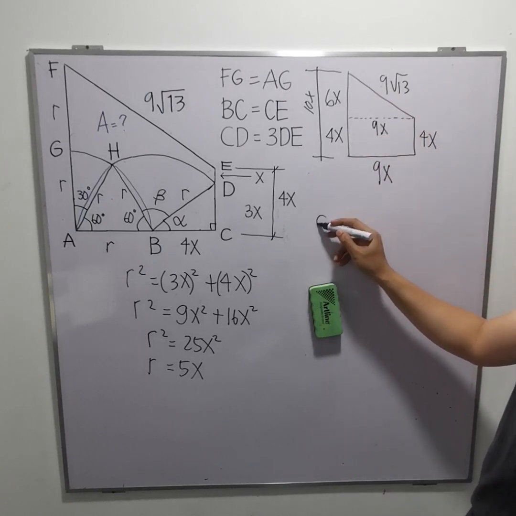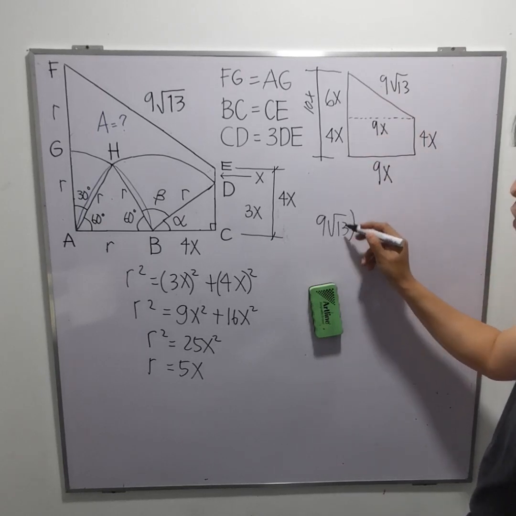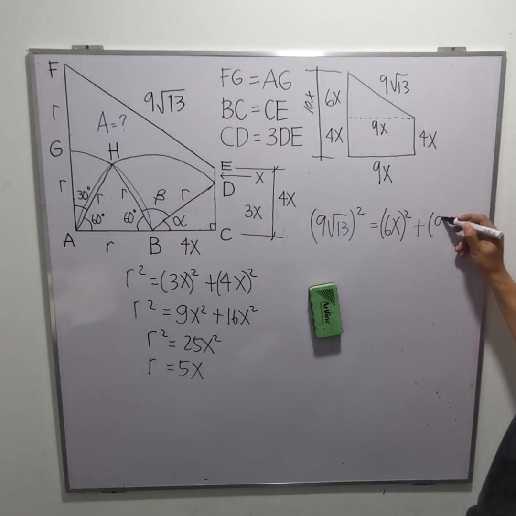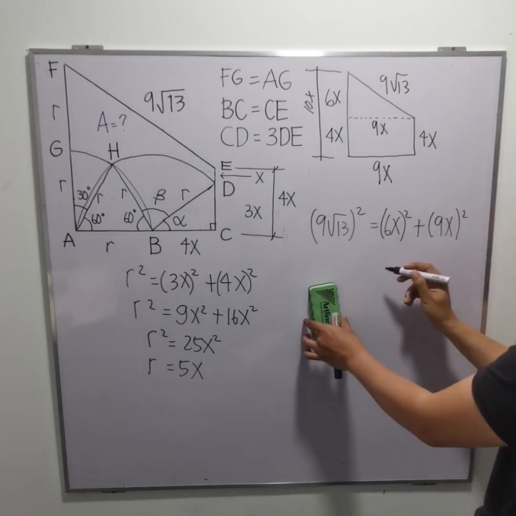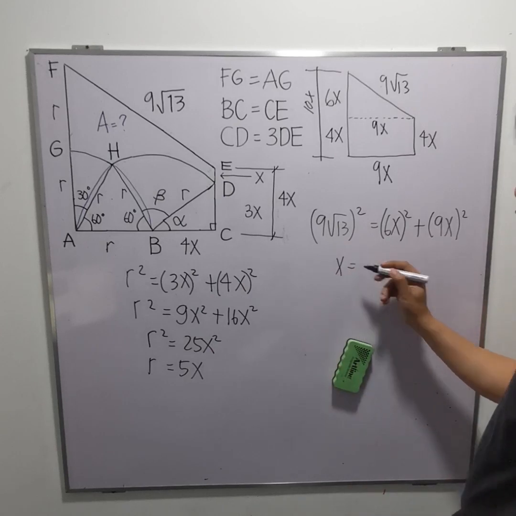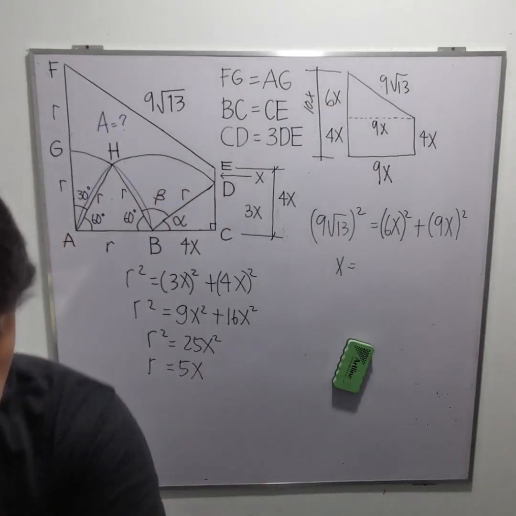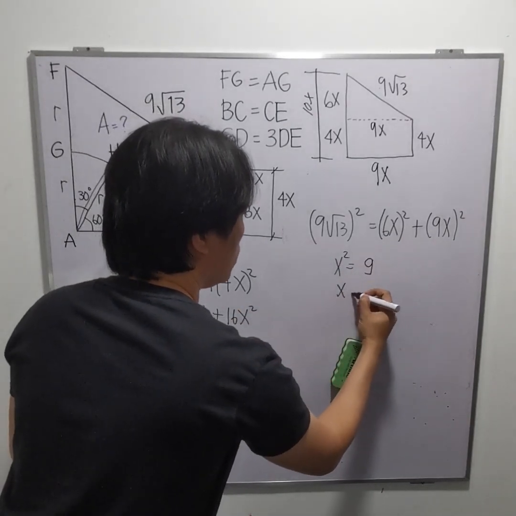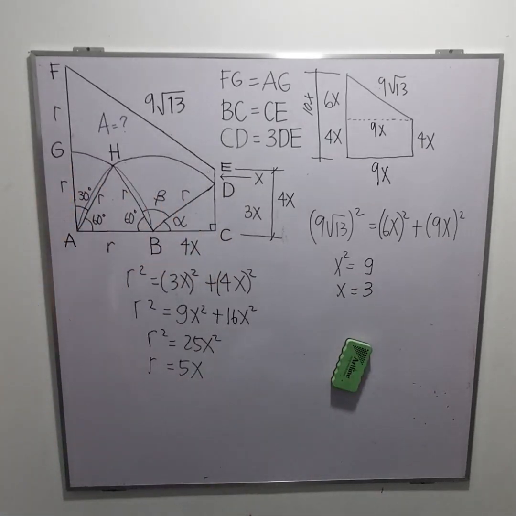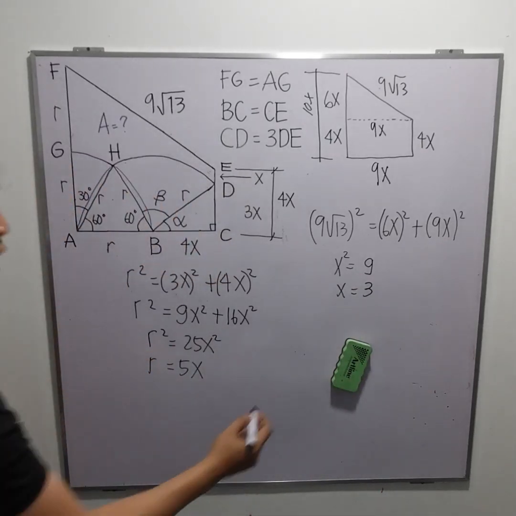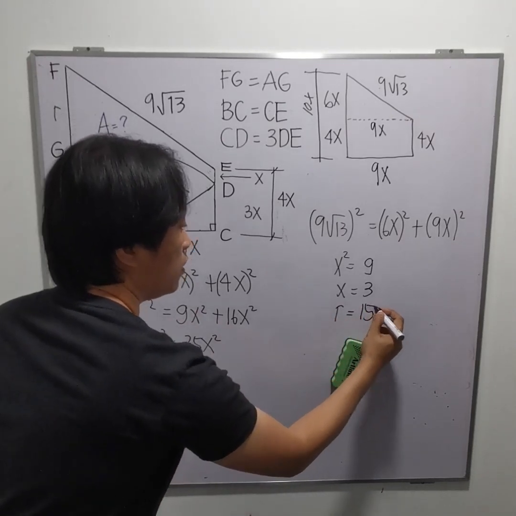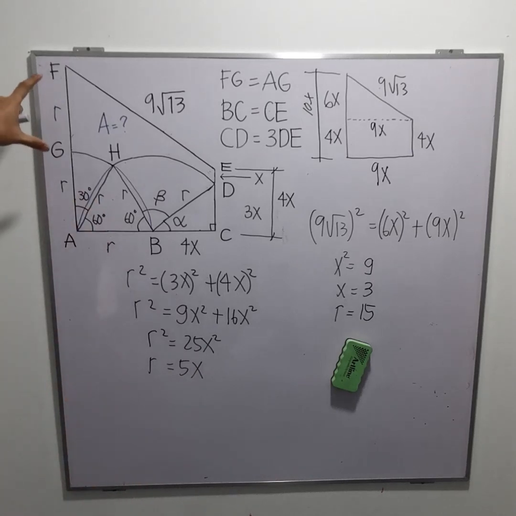So we have 9 square root of 13 squared is equal to the quantity 6x squared, in parentheses, plus 9x squared. So the value of x, if we are to use our calculator, x squared is equal to 9. So we have x is equal to 3. Correct? So if x is equal to 3, r therefore is equal to 5 times 3. So we have 15.